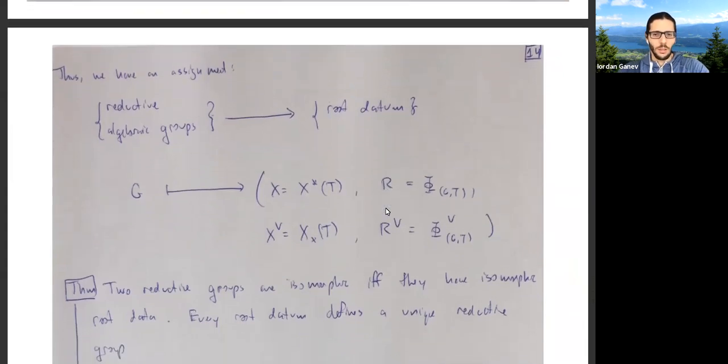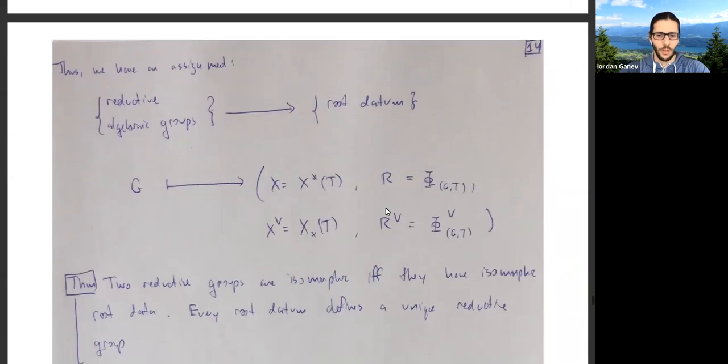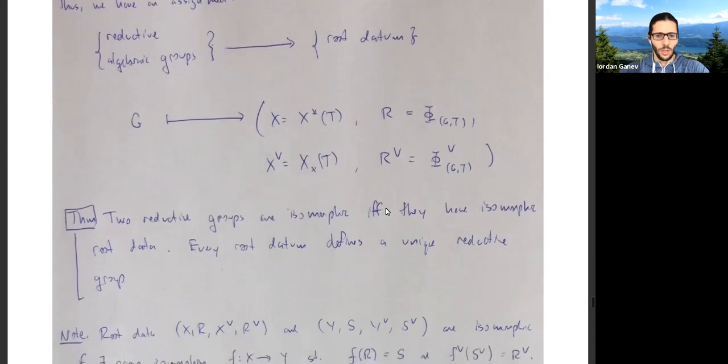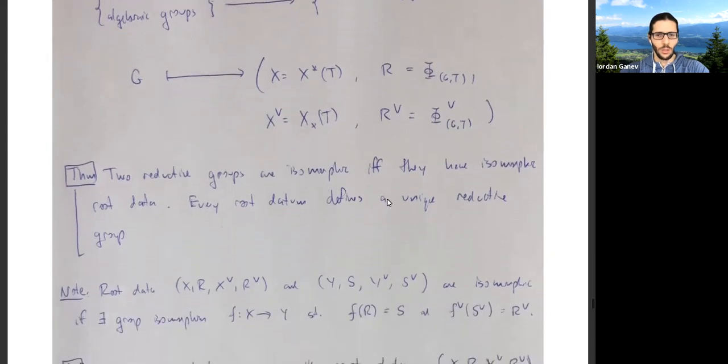And so the root datum of an algebraic group is a complete isomorphism invariant. And moreover, every root datum defines a unique reductive group. So this is the classification theorem for reductive groups. They're completely determined by their root datum.